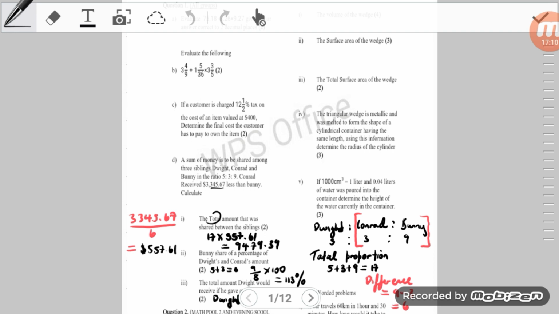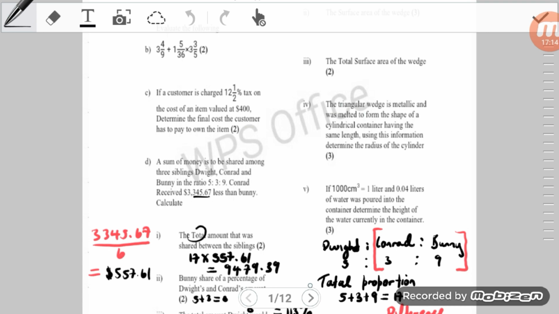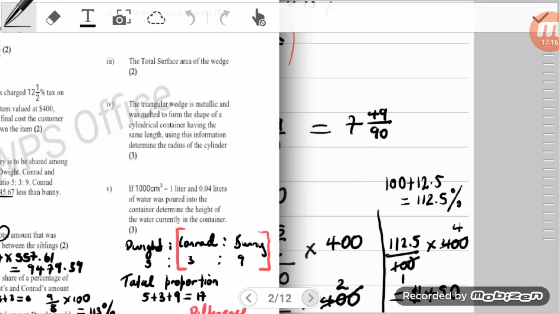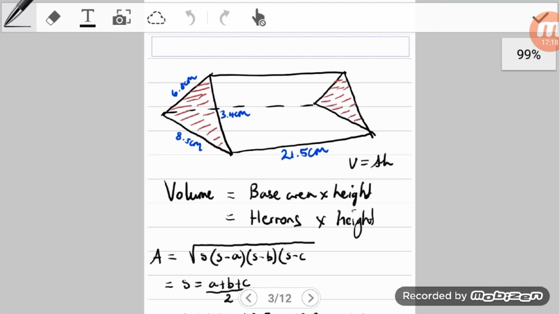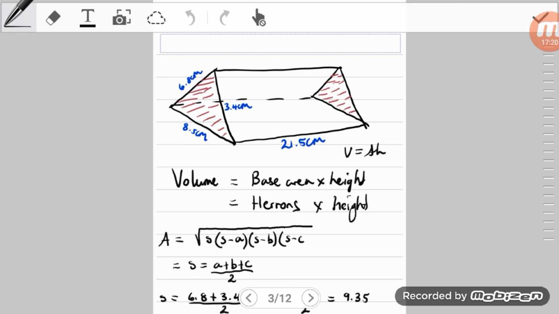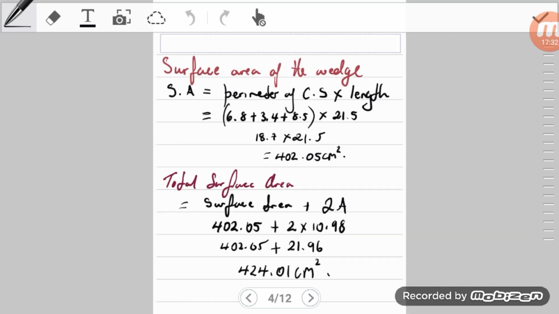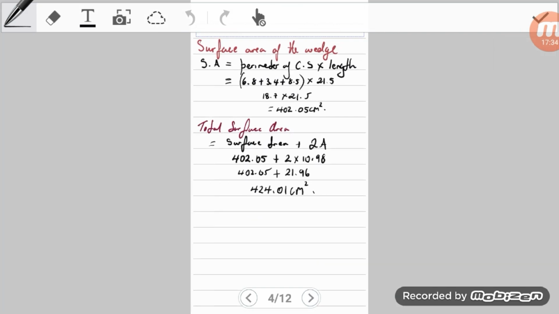All right, so let's see here. Let's go to an empty page here and try to interpret what this is saying. So you're basically saying that the wedge that we're looking at here is actually a metallic prism, and it was melted and reshaped into the form of a cylindrical container. So what would that look like? A cylindrical container has a circular cross section, so it would look something more like, say, so.